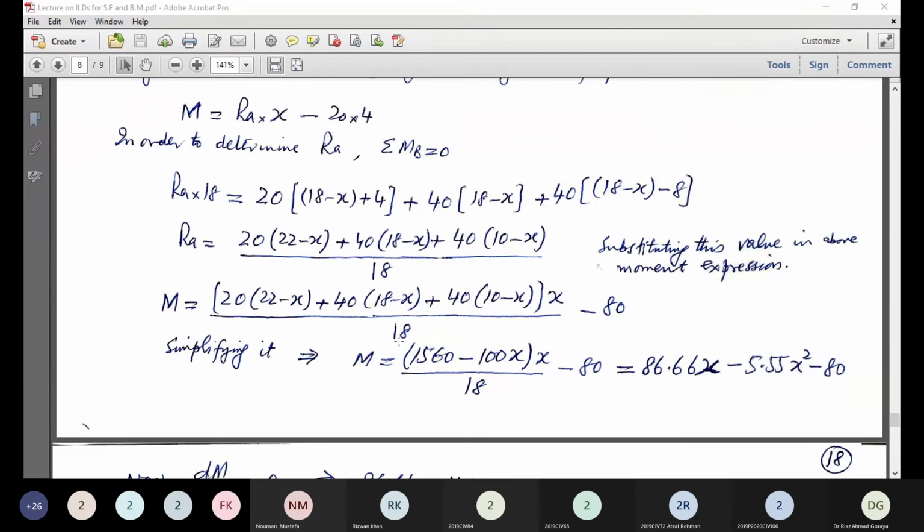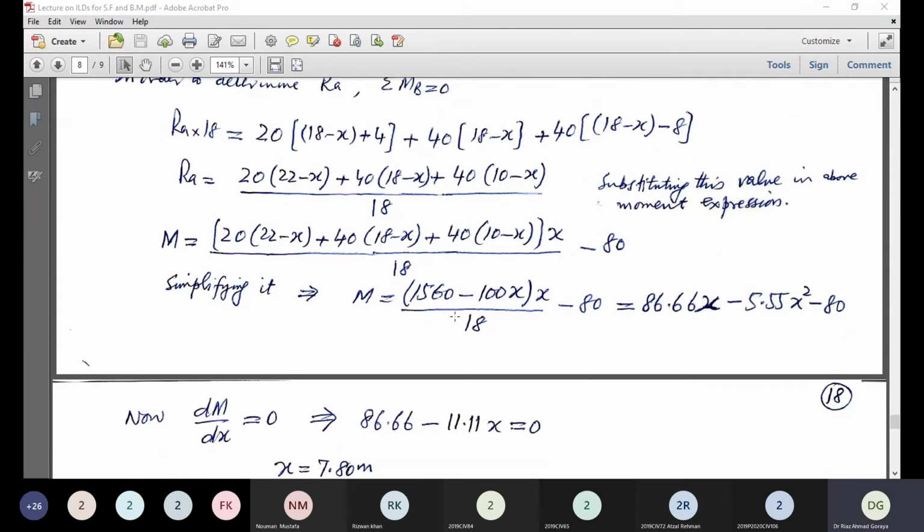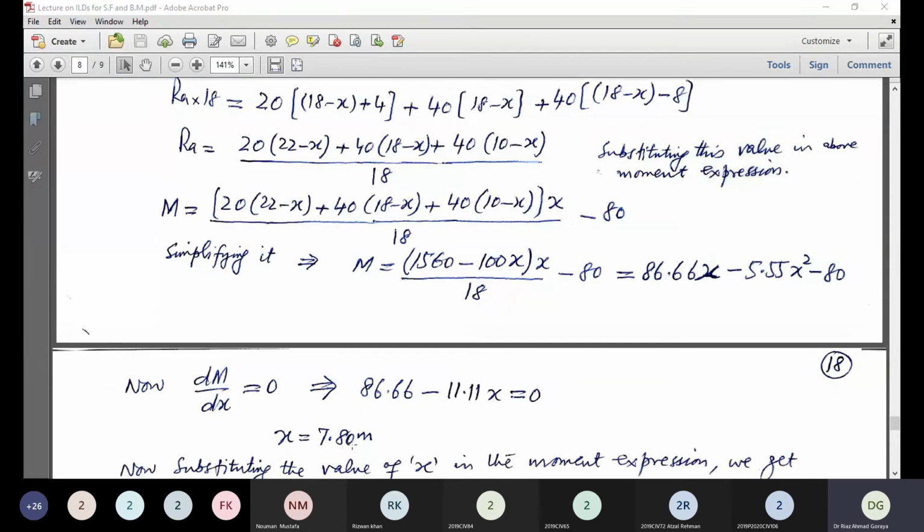Upon simplification, it will become 86.66x minus 5.55x square minus 80. Now you must have studied maxima and minima. So dM over dx must be equal to 0. Taking its derivative with respect to x, it will be 86.66 minus 11.11x. So the value of x is 7.80 meter. The midpoint is at 9 meter. So the value of x is 7.8 meter.